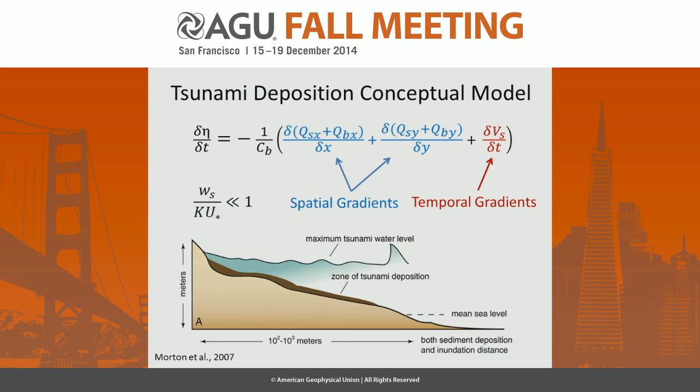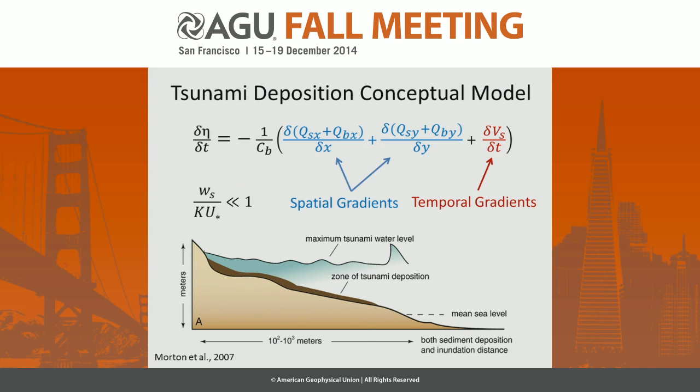So the basic conceptual model that we have for tsunami deposition is founded on this erosion deposition equation, where on the left, the change in bed level with time is related to 1 over the concentration of sediment in the bed times these 2 sets of terms that I've colored blue and red here. So the spatial gradients, which are describing the change in the flow of suspended sediment and bedload sediment in the X and Y direction, and the temporal gradients, which is describing the change in the volume of suspended sediment in the water column with time.